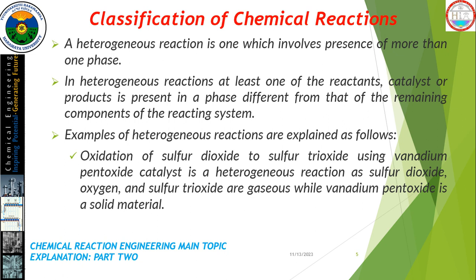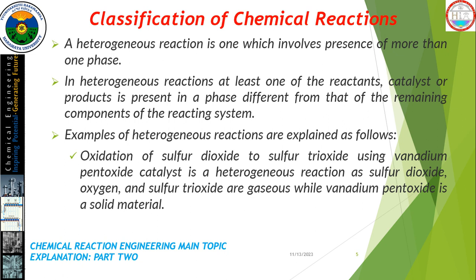For example, oxidation of sulfur dioxide to sulfur trioxide, which means reacting sulfur dioxide plus half of oxygen, which gives us sulfur trioxide, with the help of the catalyst vanadium pentoxide.